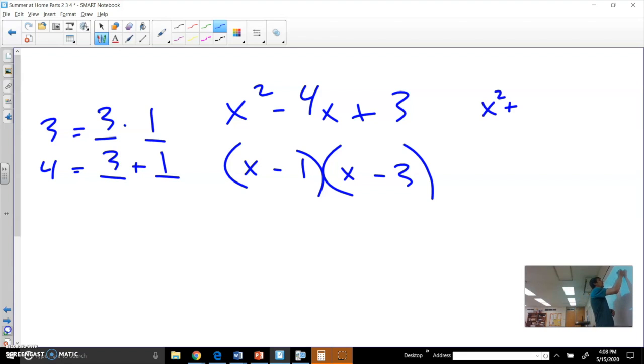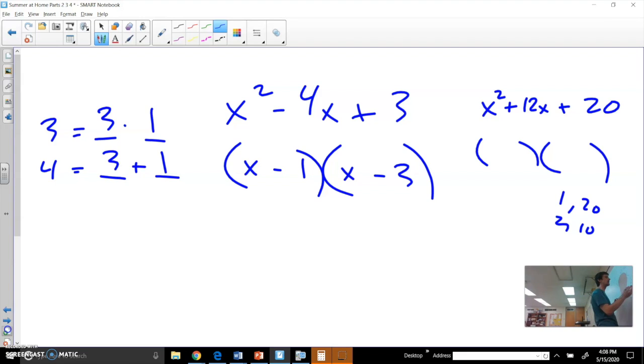Let's do one more. Let's say you had x squared plus 12x plus 20. Think about what all multiplies to be 20: 1 times 20, 2 times 10, 4 times 5. Well, which of these could add to be 12? Not 1 and 20. Not 4 and 5. It's 2 and 10, so x plus 2 times x plus 10. We just successfully factored this quadratic.